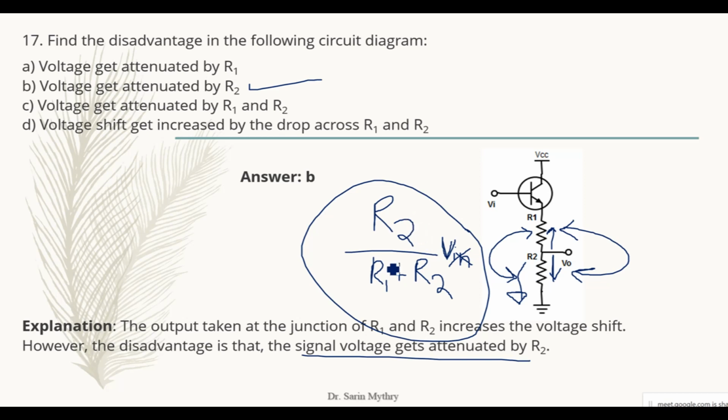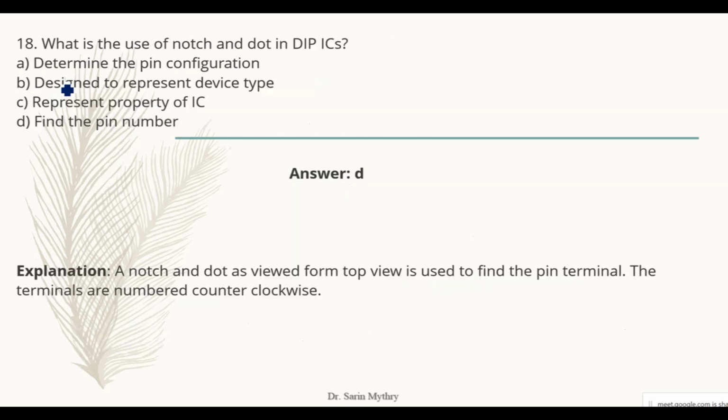So that's why I have written R2 by R1 plus R2 into this voltage. The total voltage is nothing else but your Vout. So this Vout is getting attenuated, reduced, or decreased. Why is it decreased? Because the division of this voltage takes place across these two resistors. So that's why it is an attenuation with respect to R2. So your option B is the correct one.